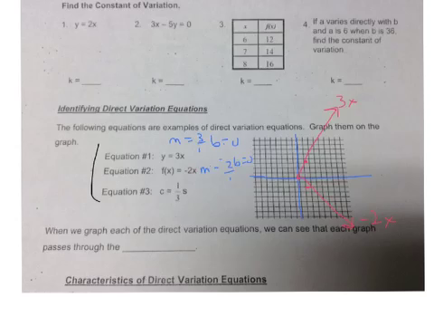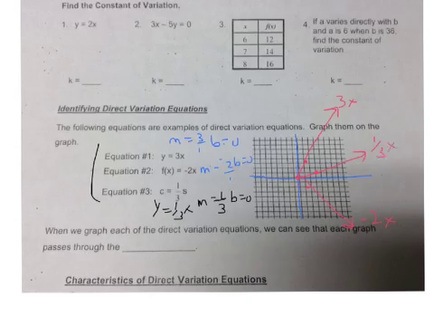The last one here, equation 3, we could just rewrite it as y equals 1/3 x. This has an m of 1/3, and just like the other two, it has a b of 0. So it's still going to go through the origin here, but it's going to go up 1 over 1, 2, 3. And so it's going to look like that. So this is your 1/3 x.